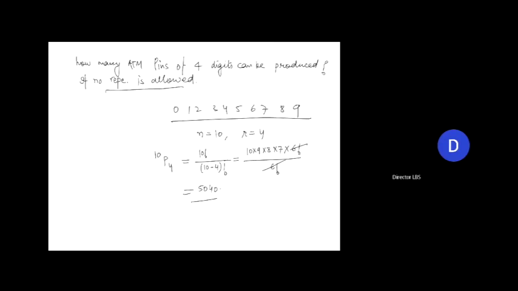So इसी तरह से, let's say you want to make a code of a phone, and again the repetition is not allowed, and what you have to do is actually pick up a code of 6. So how many passcodes of 6 digits can be generated without repetition?